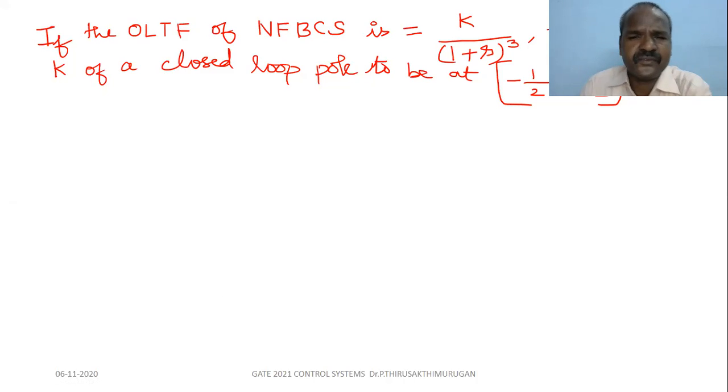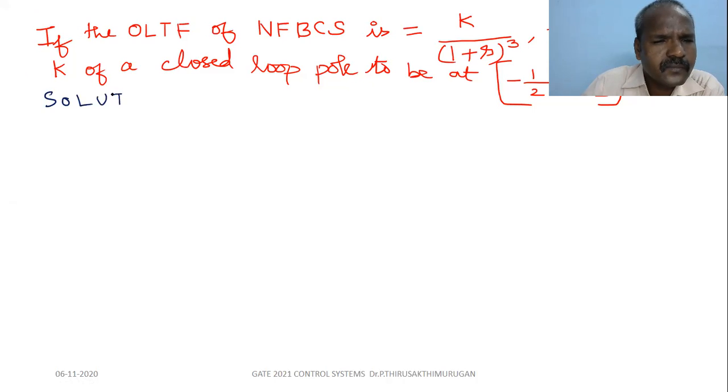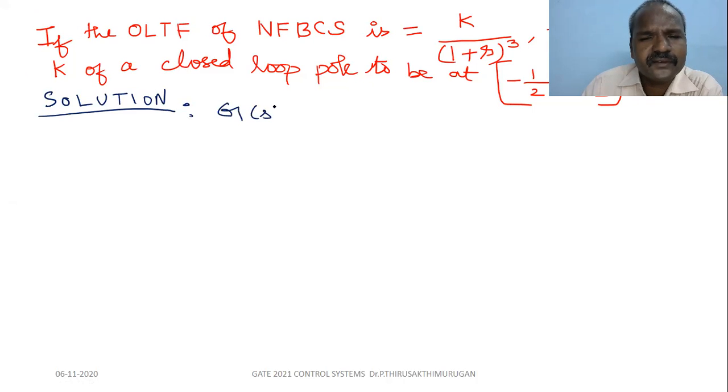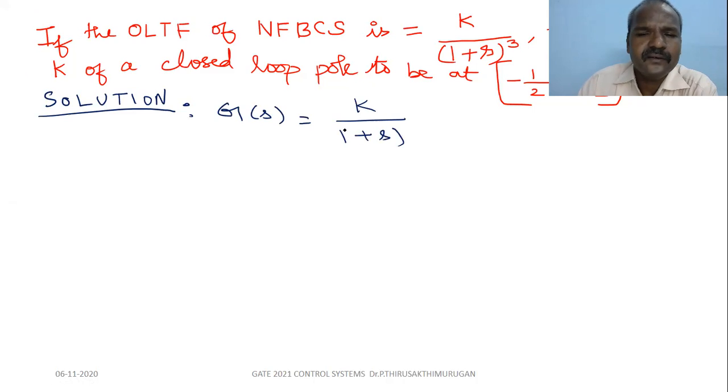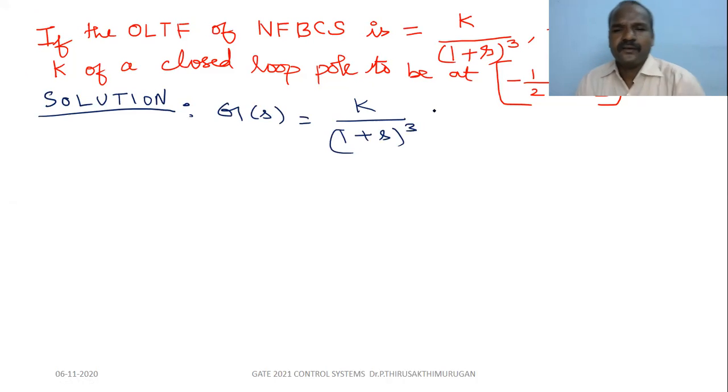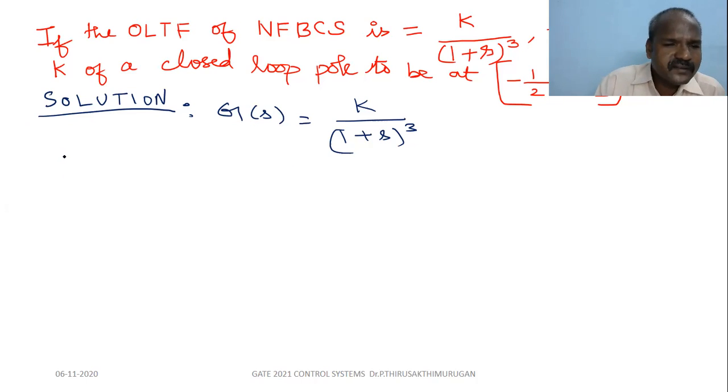if the open loop transfer function of a negative feedback control system is given, so G of S is K by (1 plus S) whole cube. Then what will be the gain? We have to determine the gain K at the closed loop pole, which is given. Okay, the closed loop pole is given. So the open loop transfer function is given as K by (1 plus S) whole cube. So what is the closed loop transfer function?